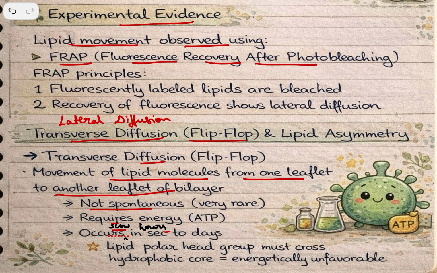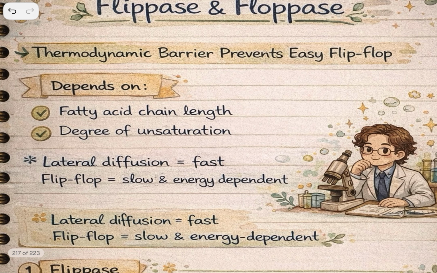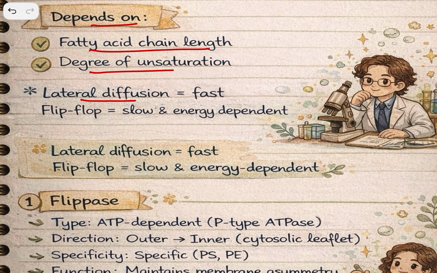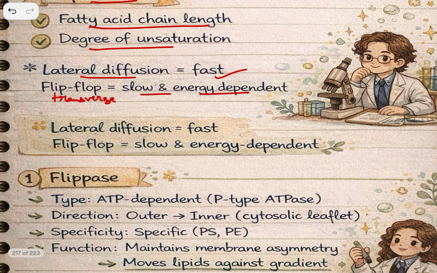So it is not spontaneous. This phenomenon is very rare because it requires ATP. It is a slow process, taking hours to days. The lipid polar head group must cross the hydrophobic core, which is energetically unfavorable. This point is very important. Thermodynamic barriers prevent easy flip-flop. It depends on fatty acid chain length and on the degree of unsaturation. So we can say lateral diffusion is fast, and flip-flop or transverse diffusion is slow and energy dependent.